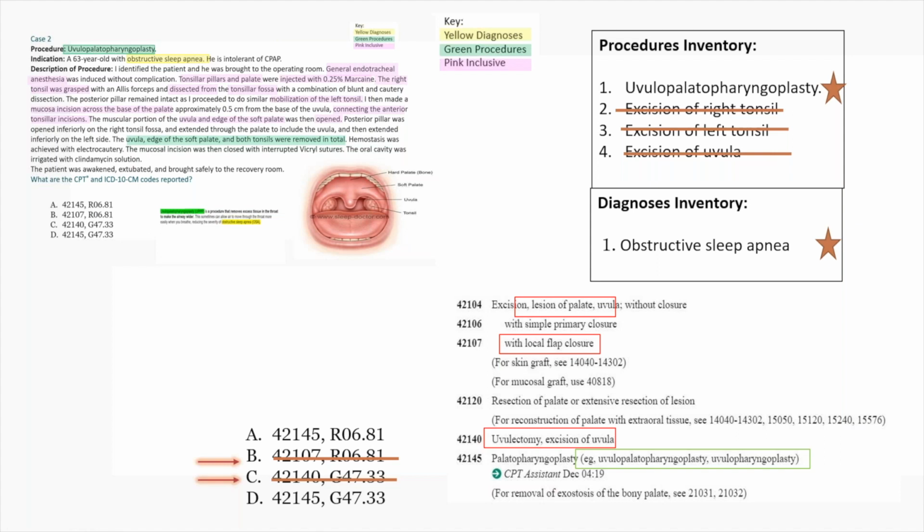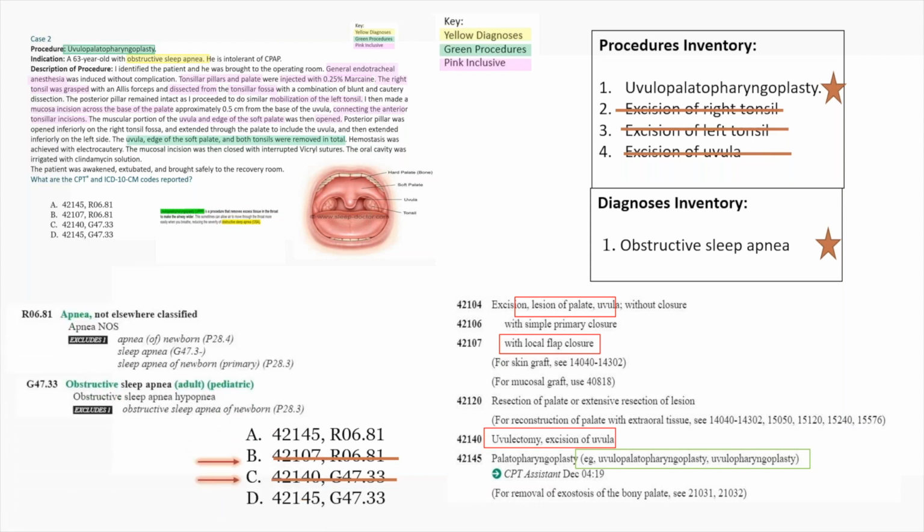You can also see the procedure terminology mentioned in the brackets, uvulopalatopharyngoplasty. Yes, that is the procedure which is performed. Now let's look into the ICD. We have two ICDs. Option A is coding for R06.81, which is apnea unspecified, while option D has the ICD G47.33, which is obstructive sleep apnea, adult or pediatric. And what is the diagnosis inventory we have? You can see it's obstructive sleep apnea. The patient was suffering from obstructive sleep apnea, which is a more specific term. And the correct answer will be option D.